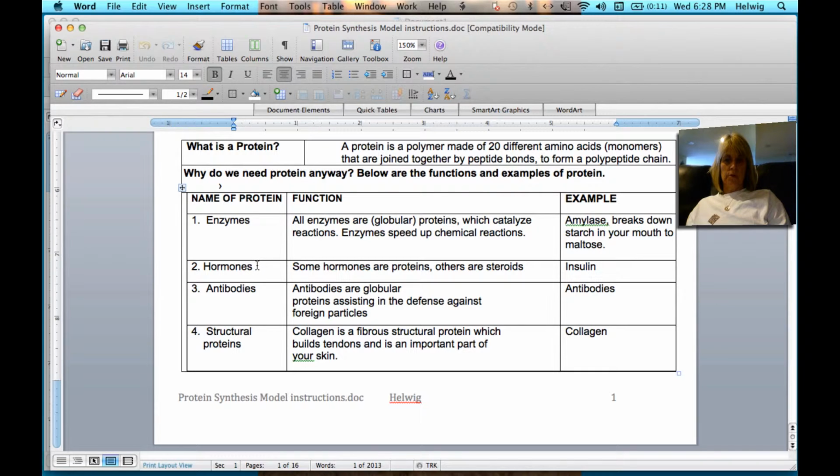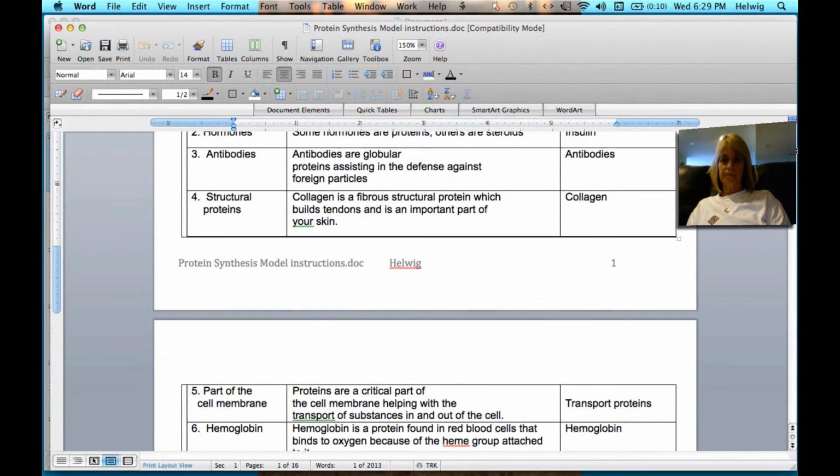Hormones are another form of protein, and some hormones are proteins and others are steroids. An example of a hormone that's protein is insulin. Antibodies are also a type of protein, globular proteins that assist you in the defense against foreign particles. Antibodies found in your body help with your immune system. Then we have structural proteins. An example is collagen, a fibrous structural protein which builds tendons and is an important part of your skin.